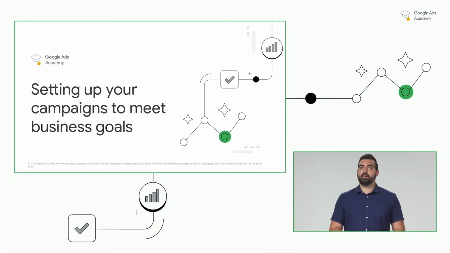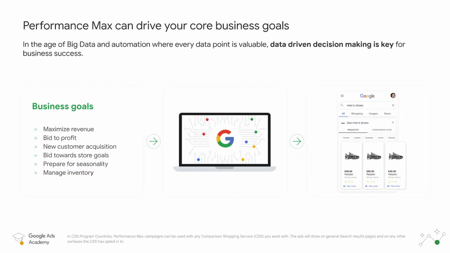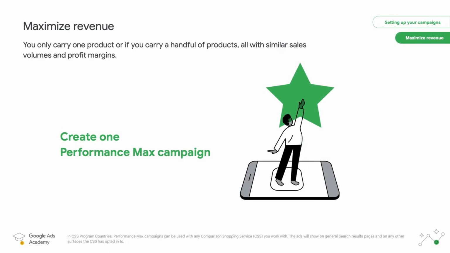First, we'll start with setting up your campaigns to meet your business goals. To set the stage, Performance Max can help drive your business goals no matter what those goals are. It's important to make sure you're optimizing towards the goals that will make your business successful, no matter if you have goals around revenue, profit, acquisition, omni-channel goals like store visits, or a plethora of other goals you could be looking to drive.